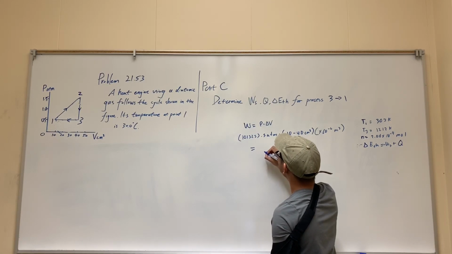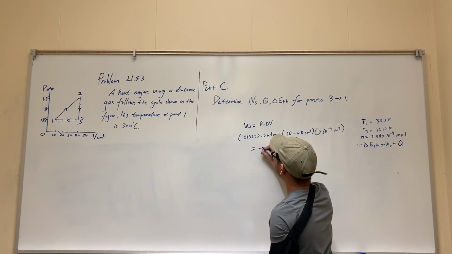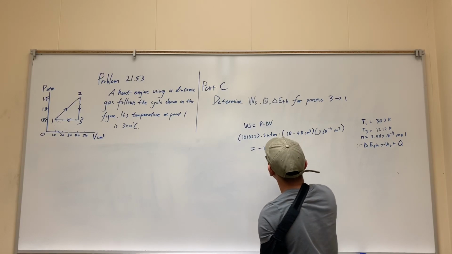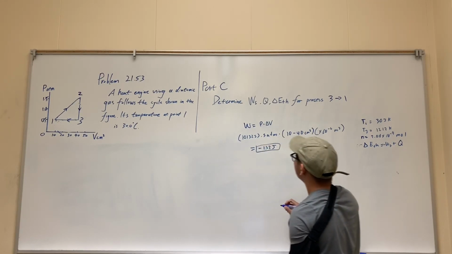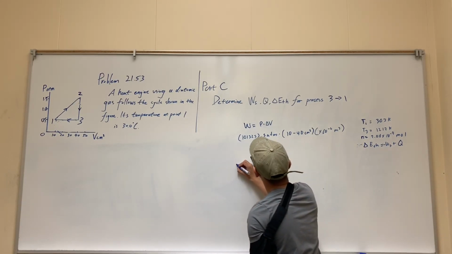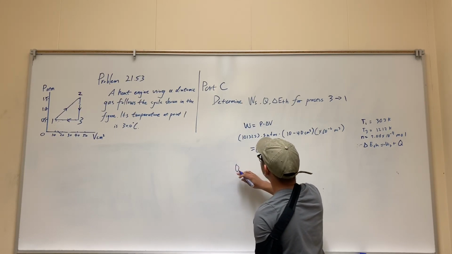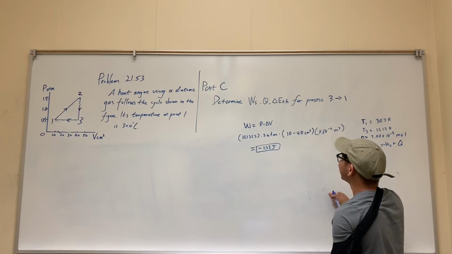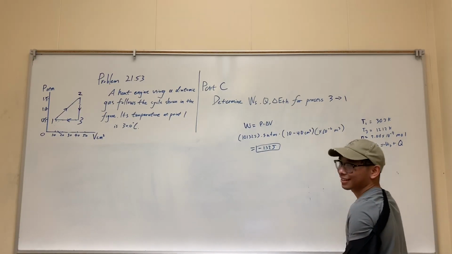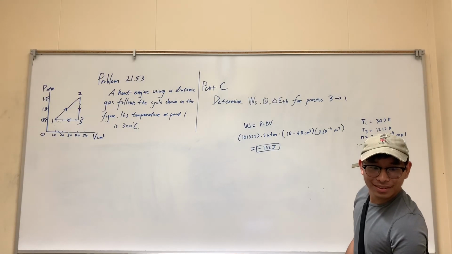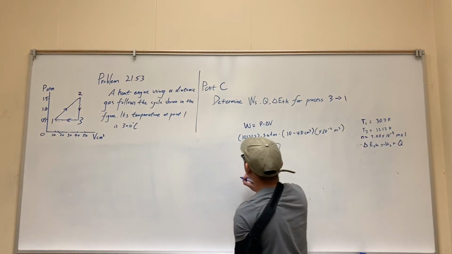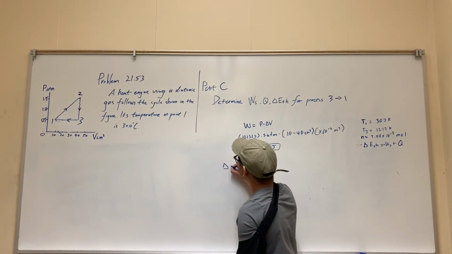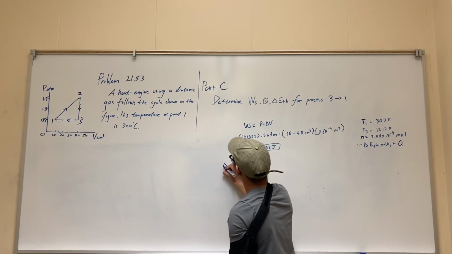And we get negative 1.52 joules. Now we gotta solve for Q. Or no. Did I solve for Q or ETH next? I think I got ETH. Alright. Now we can solve for ETH.